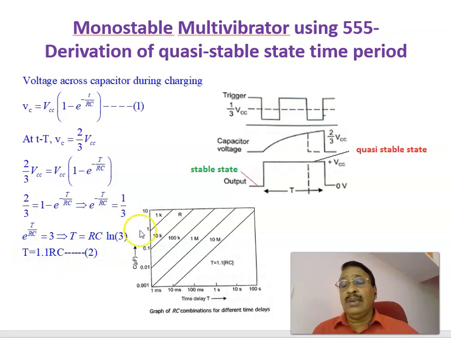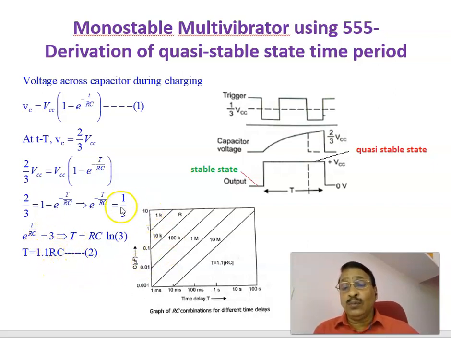Therefore, time period T, or the quasi-stable time period, that is this duration, capital T, is given by 1.1 times Rc. Therefore, the duration for which the capacitor voltage changes from 0 voltage to 2/3 VCC is called the quasi-stable state duration or period, that is equal to 1.1 times Rc, where R is the resistance and C is the capacitance, which are connected externally.